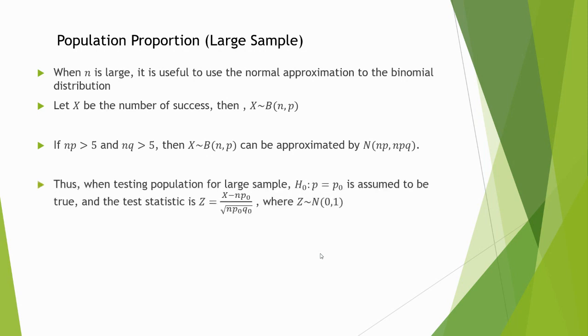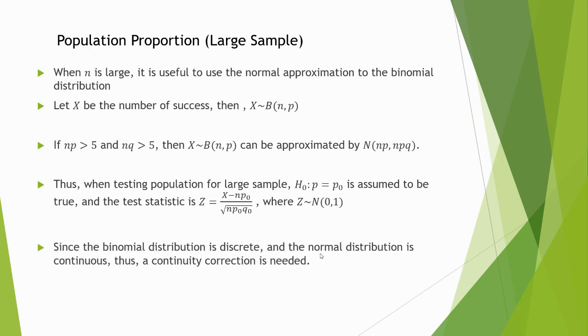Then when testing a population proportion for a large sample, H0: p equals p0 is assumed to be true, and the test statistic is given by X minus np0. np0 is mu, np, but it depends on p0. And then the standard deviation is the square root of np0 q0. This is your test statistic.